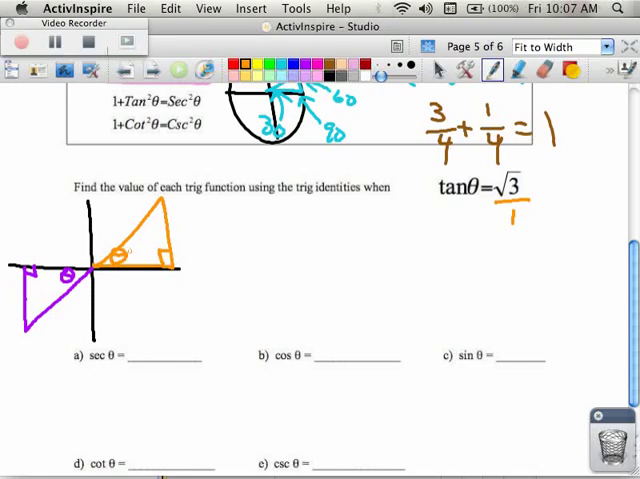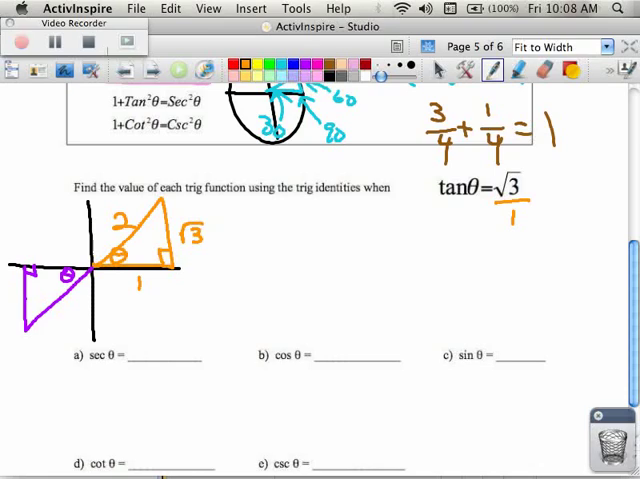Let's first of all focus on the orange triangle, the one in quadrant 1. Tangent is the opposite over the adjacent. If I try to find the other side, I'll use the Pythagorean theorem. So 1 squared is 1, plus square root of 3 squared is 3, 1 plus 3 is 4. Take the square root, and I get that this side is a 2.